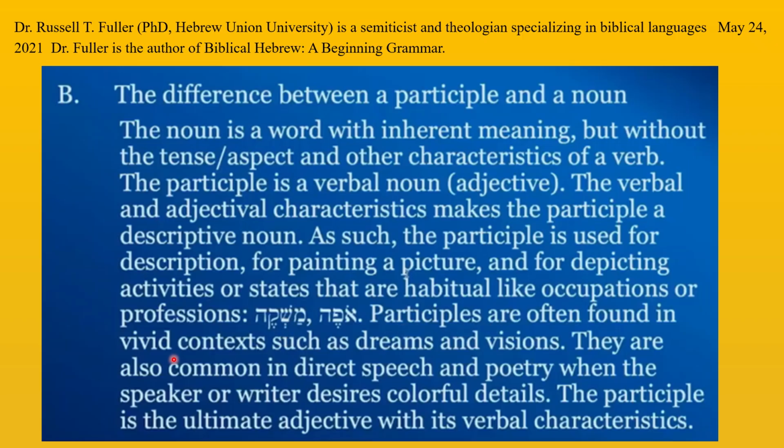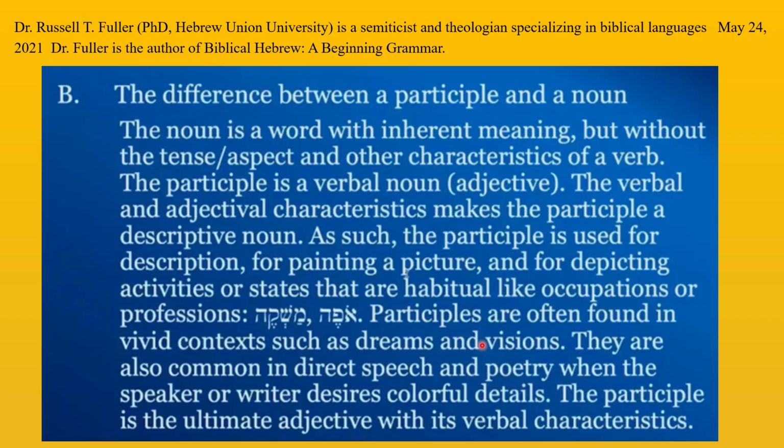Participles are often found in vivid contexts, such as dreams and visions. So when you come across a dream or vision in Torah, you're going to find participles. It's always going to be there. Any kind of poetry in Torah is going to have participles. It's not going to all be participles, but it's going to have participles as a part of the vivid descriptions that are necessary when you're describing a dream or a vision or poetry. Okay?